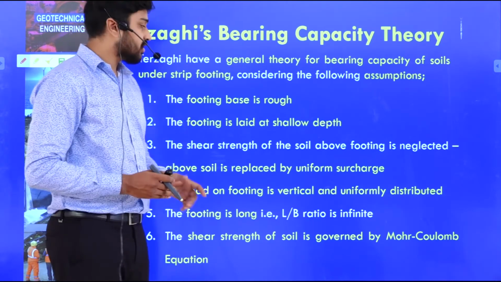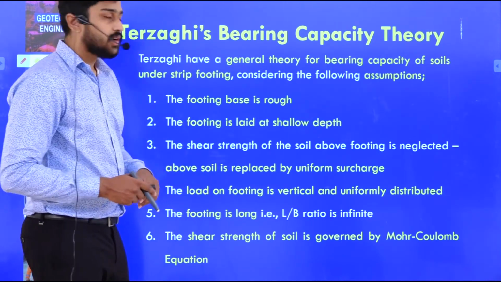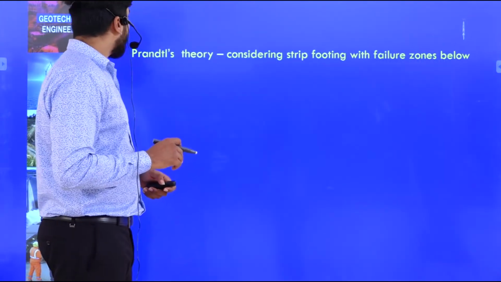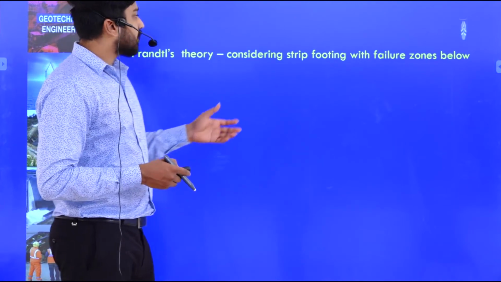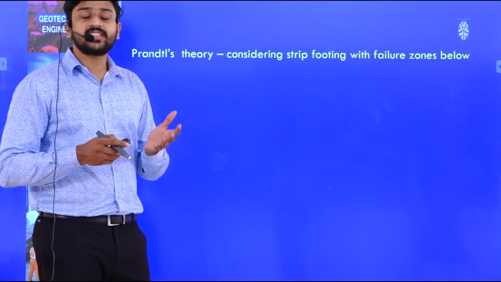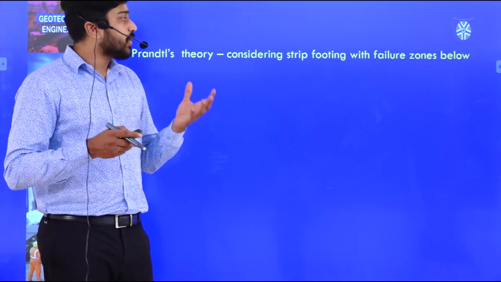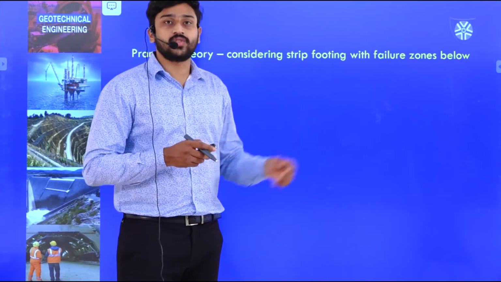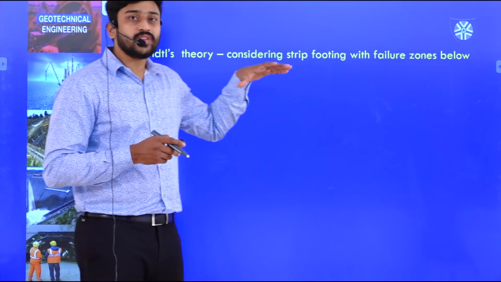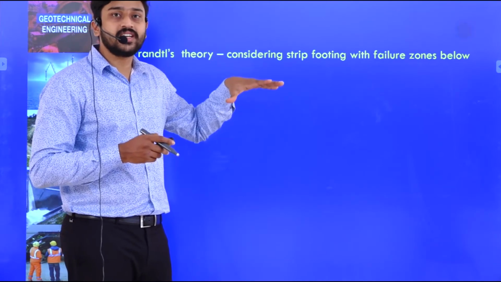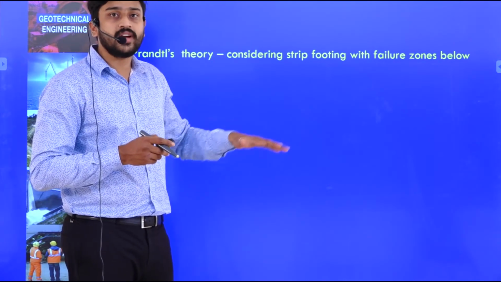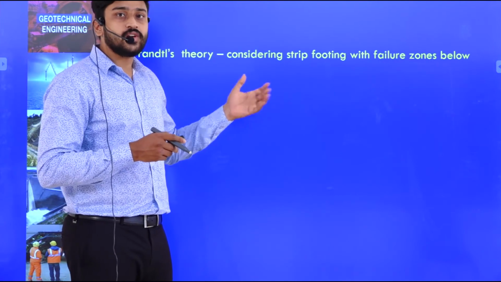Okay, so that is the modified Mohr-Coulomb equation. So coming to Prandtl's theory, in this particular theory, he has considered a strip footing below which he considered the failure zones. That means below this strip footing, due to the external load applied, he has considered the failure zones.